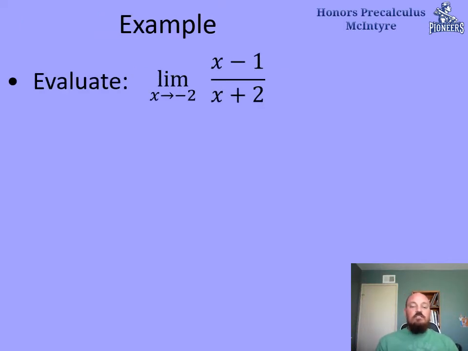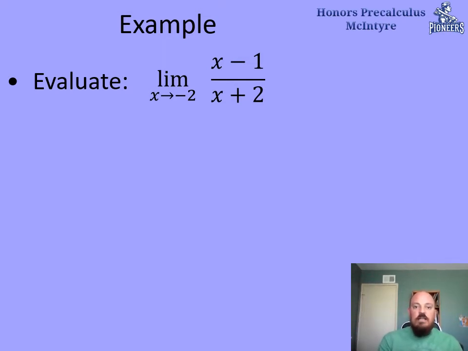So let's look at this example here. So I have the limit as x approaches negative 2 of x minus 1 over x plus 2. And what I told you guys is, before you think about anything else, number 1, always direct substitution. So let's plug in negative 2 for those x's.